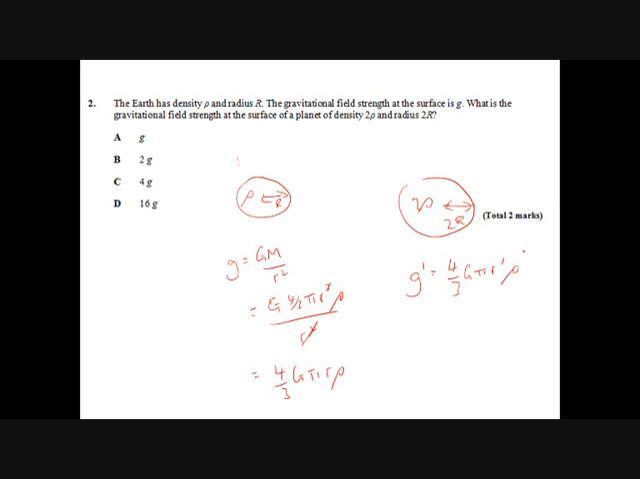r dash rho dash, but r dash is 2r and rho dash is 2 rho, so that's 4/3 G pi 2r 2 rho, which is 4 lots of 4/3 G pi r rho, which was our original g, so it's 4g. So the gravity is 4 times the original gravity.